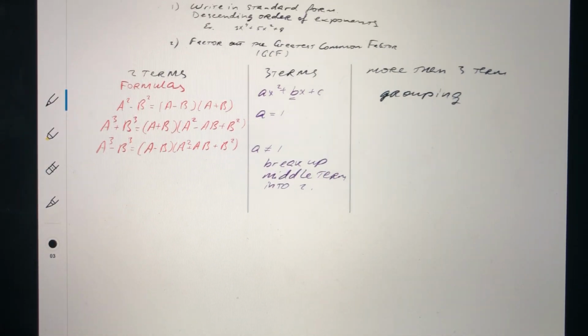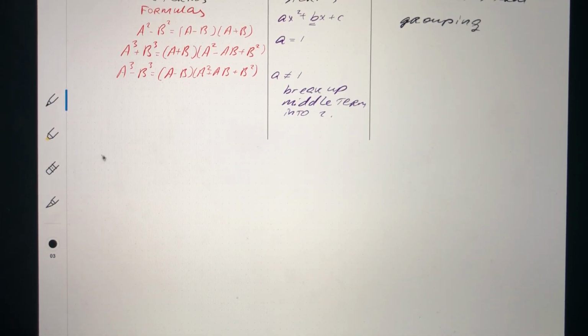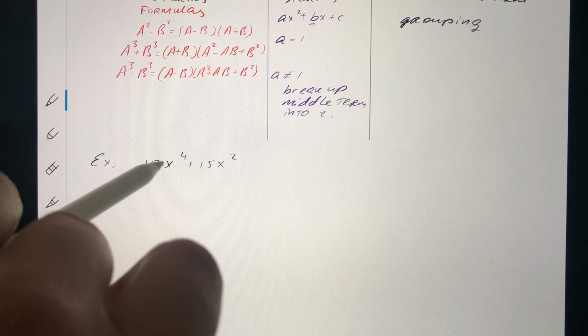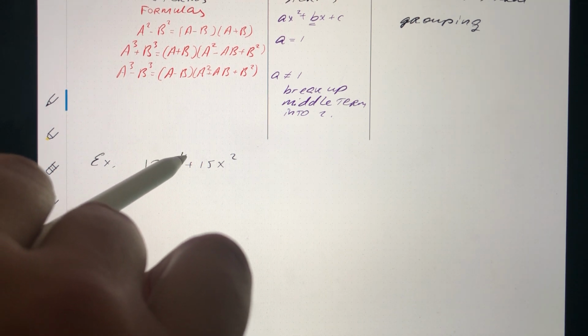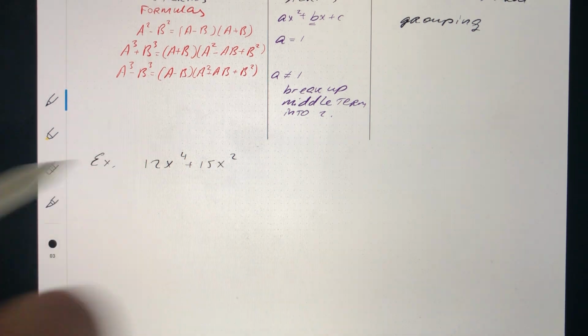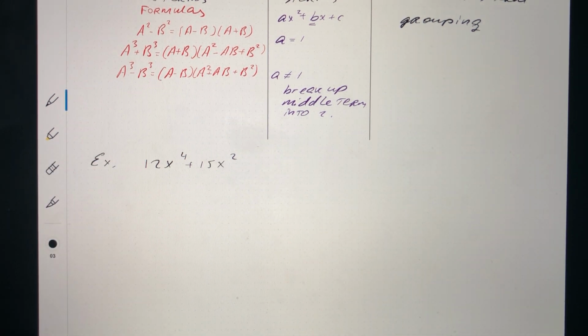So just for practice, let's factor this example: 12x to the fourth plus 15x squared. Now, is this written in descending order of the exponents? Looking at the variables, just the letters, does the highest power come first? Yes. The next highest is next, and so on? Yes. So that is written in standard form.